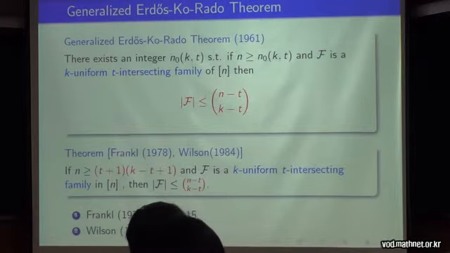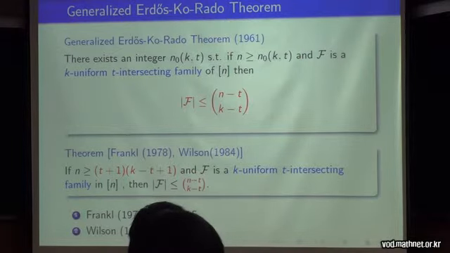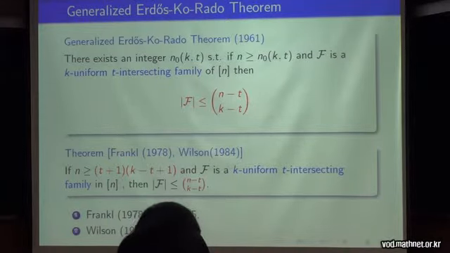The maximum size of a k-uniform t-intersecting family is n minus t choose k minus t. The Erdős–Ko–Rado theorem also gave the maximum size of the k-uniform t-intersecting family like that. In addition, Frankl and Wilson found the exact minimum number n0 satisfying the generalized Erdős–Ko–Rado theorem.